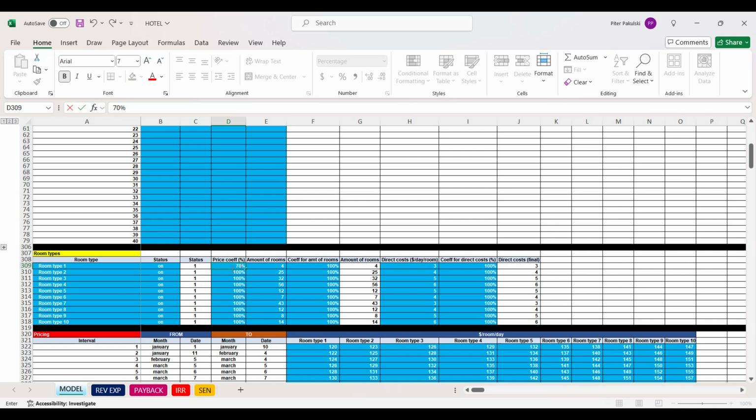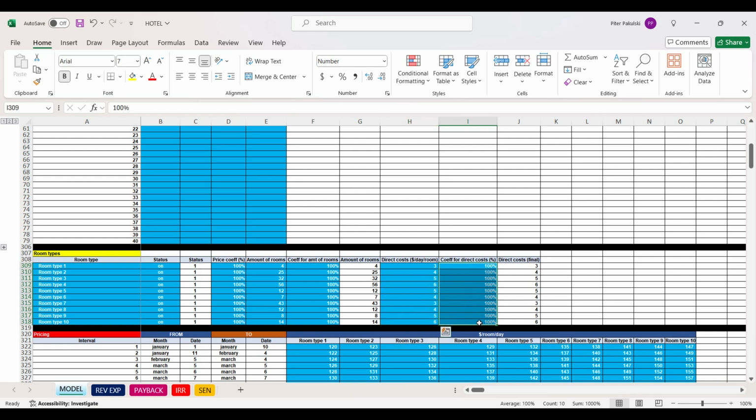For a 10% increase, we're putting 110 here. For a 30% decrease, we are putting 70% here. Simple logic. Then we describe how many rooms we have for each type. We are also adding a coefficient to room amount for the future scenario analysis. Next column describes the level of direct cost for each type of room per day, plus a scenario analysis coefficient.